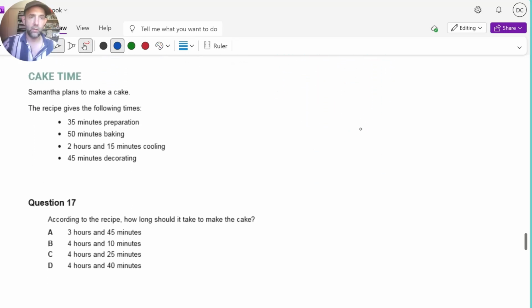Moving on to question 17. Samantha plans to make a cake and we've got the following times given to us. She needs to prepare, she needs to bake, so on and so forth. And then according to the recipe, how long should it take to make the cake? So the key thing we're going to need to use here is that 60 minutes equals 1 hour, because some of these times are given in minutes and some are given in hours and some there's a mixture of the two. So let's see what we can do.